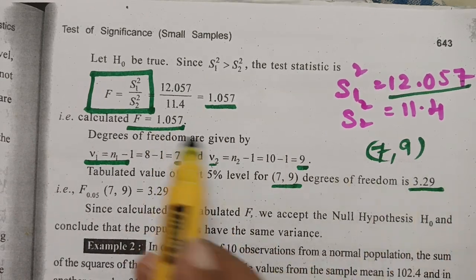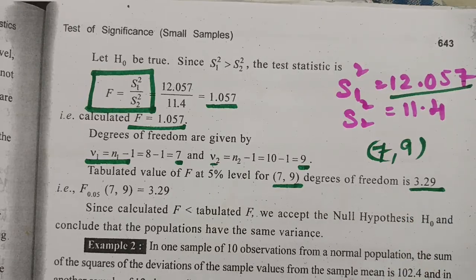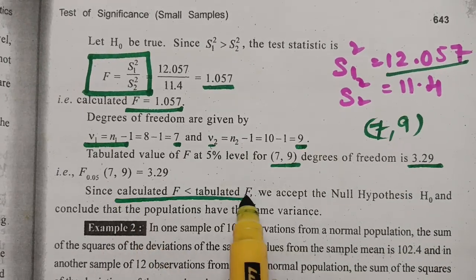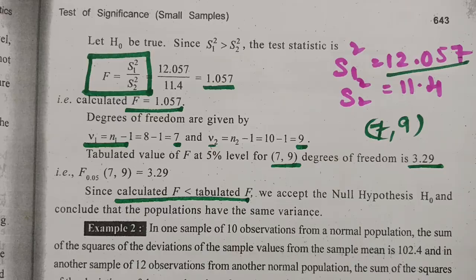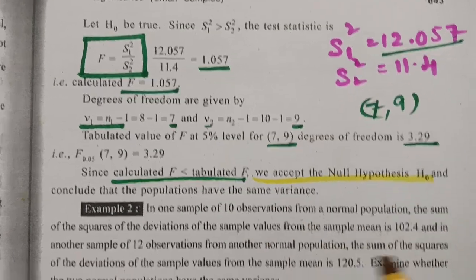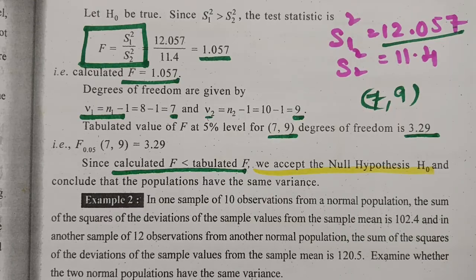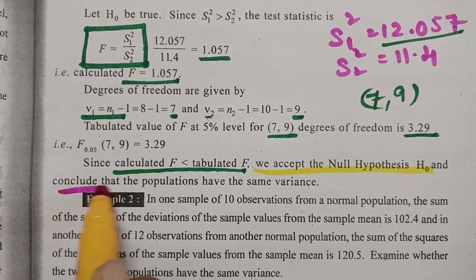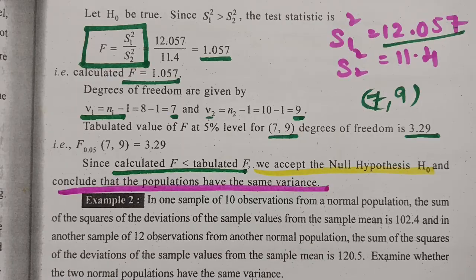On comparing, the calculated value is less than the tabular value. So clearly, the calculated value of F is less than the tabular value, and now we have to accept the null hypothesis. So when the calculated value is less than the tabular value, we have to accept H naught, and we conclude that the populations have the same variance. So this is how we have to solve. And the next question here.